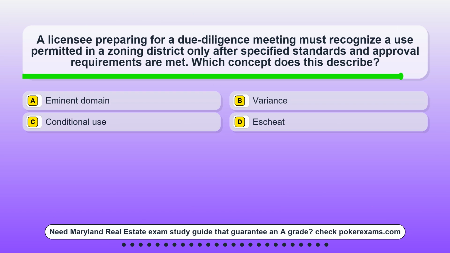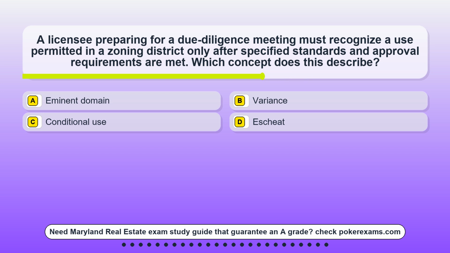Question 12. A licensee preparing for a due diligence meeting must recognize a use permitted in a zoning district only after specified standards and approval requirements are met. Which concept does this describe? Option A. Eminent domain. Option B. Variance. Option C. Conditional use. Option D. Escheat.